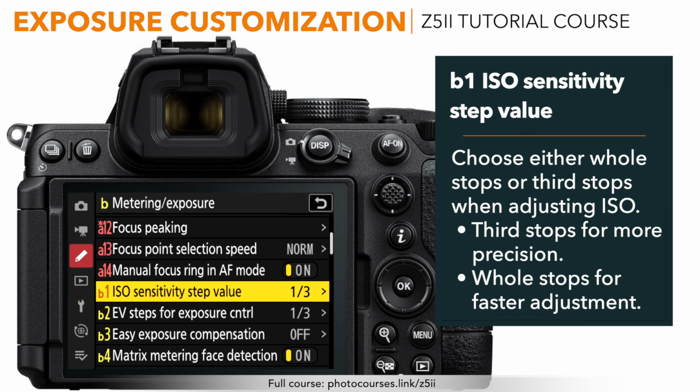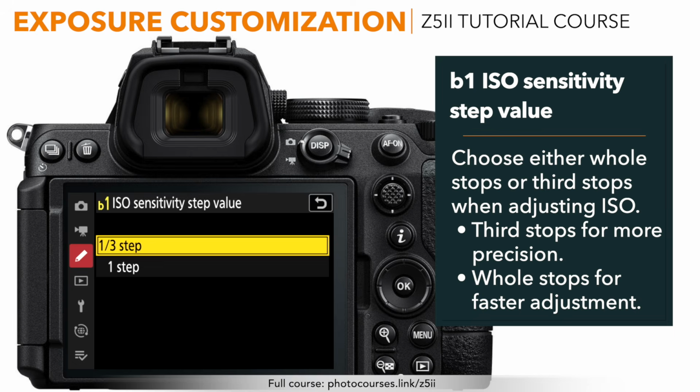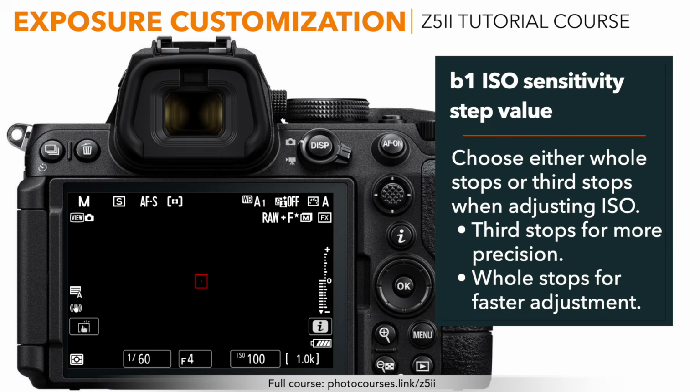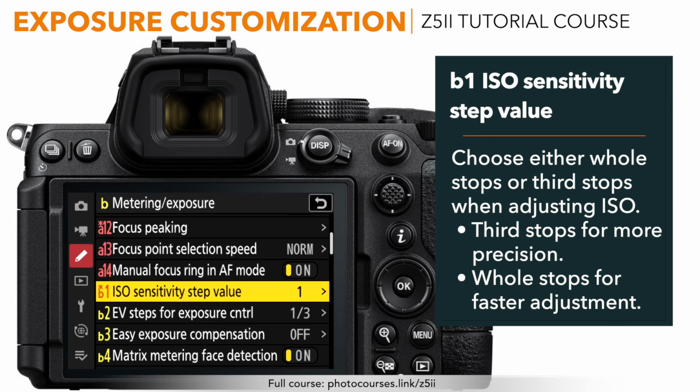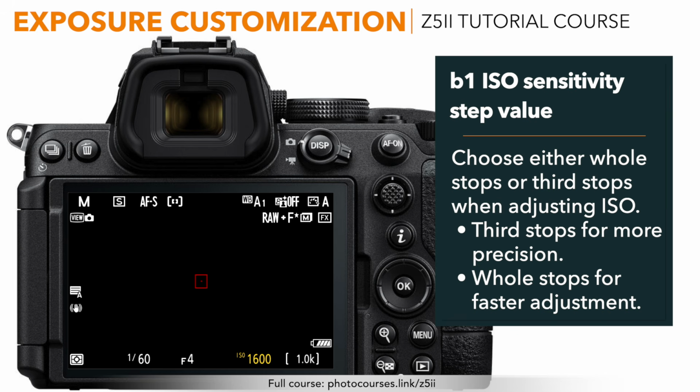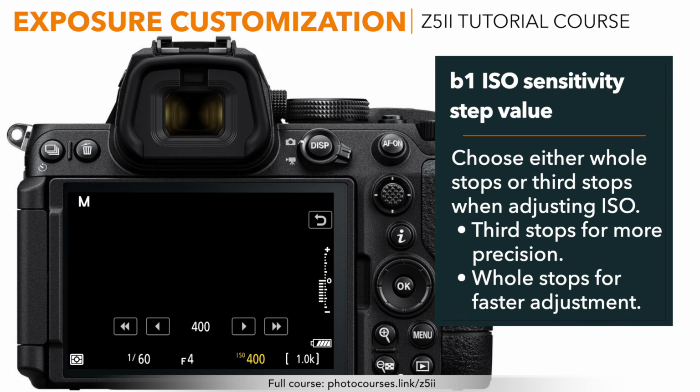First is ISO sensitivity step value. Here you'll choose whether your ISO is adjusted in third stops for more precision or whole stops to be able to more quickly change your ISO. And whatever option you set here, that's going to take effect in both the ISO sensitivity setting menu and on your screen whenever you're changing the ISO via the button or the touchscreen. And here's that quicker selection with whole stops set. Whole stops may be easier here. You can always really refine your exposure using shutter speed and or aperture.